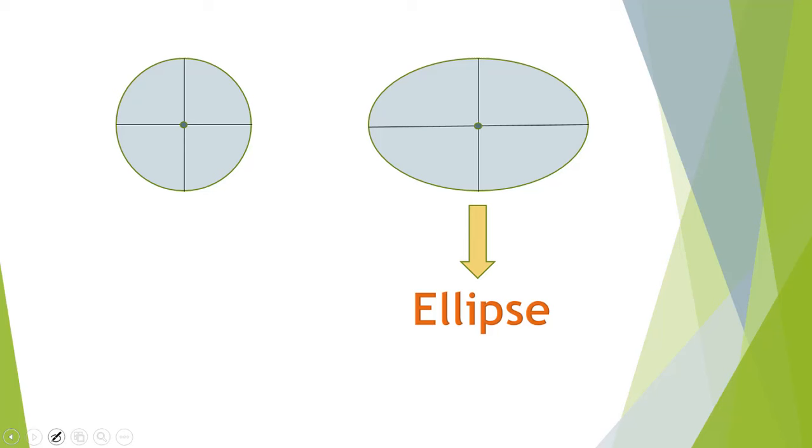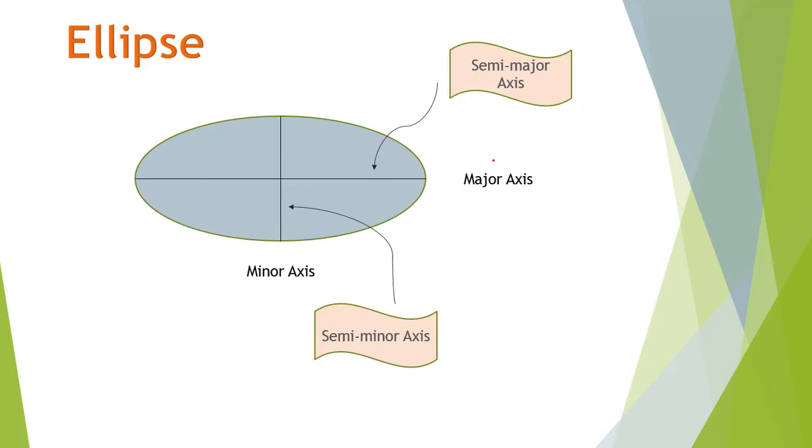Ellipse. When you stretch a circle so that it becomes oval, it is an ellipse. The longest segment through the center is the major axis, and the shortest segment through the center is the minor axis. Half of the major axis is called the semi-major axis, and half of the minor axis is called the semi-minor axis.